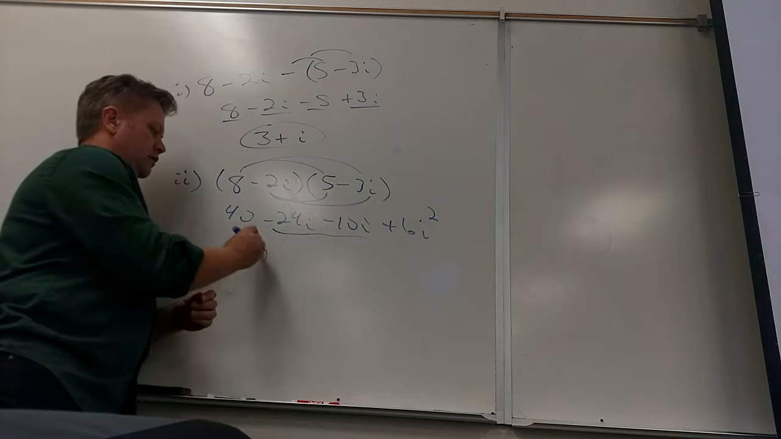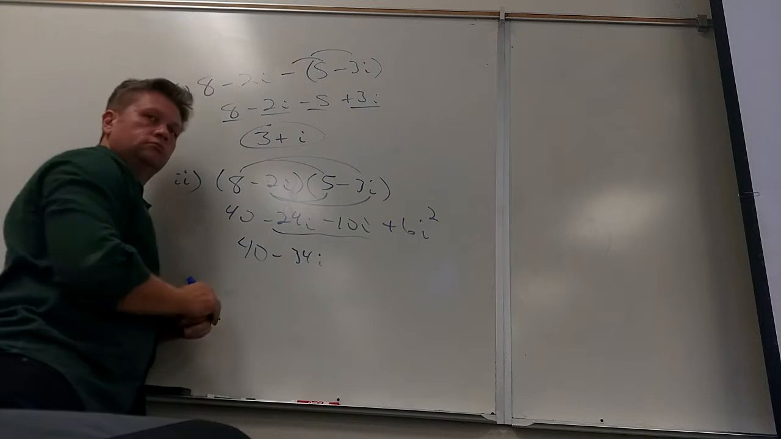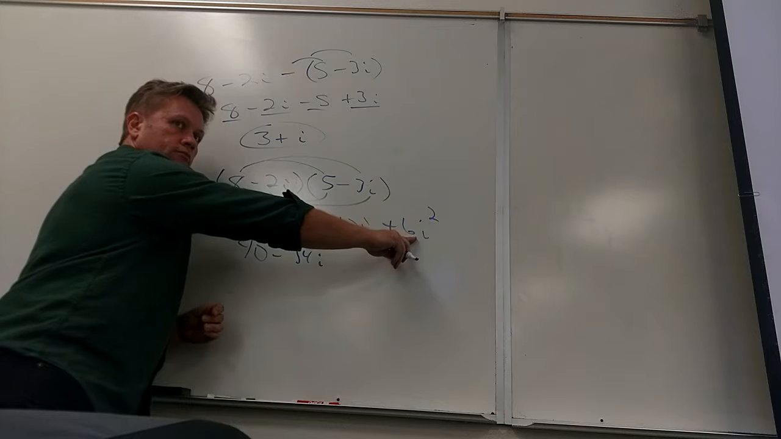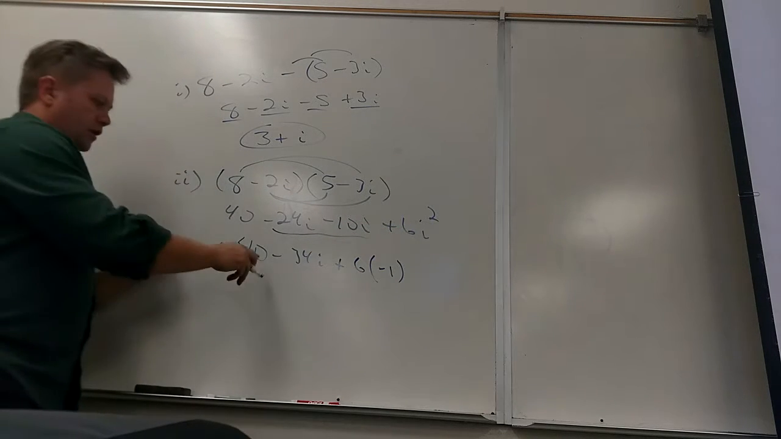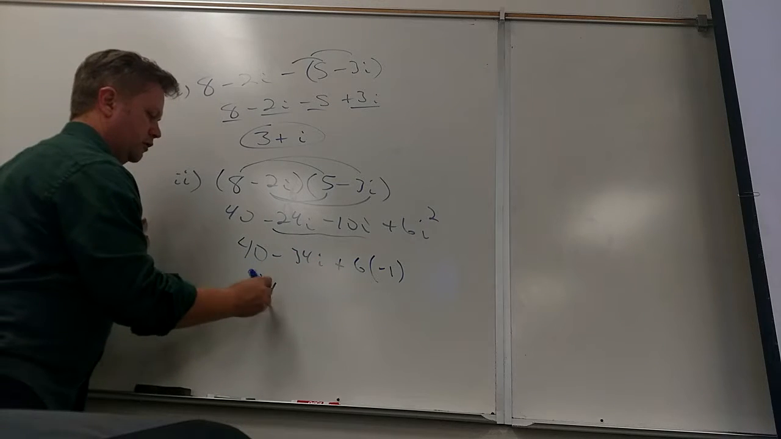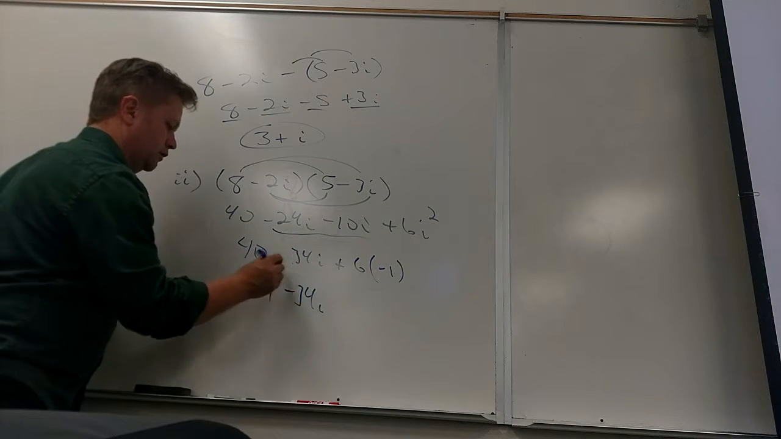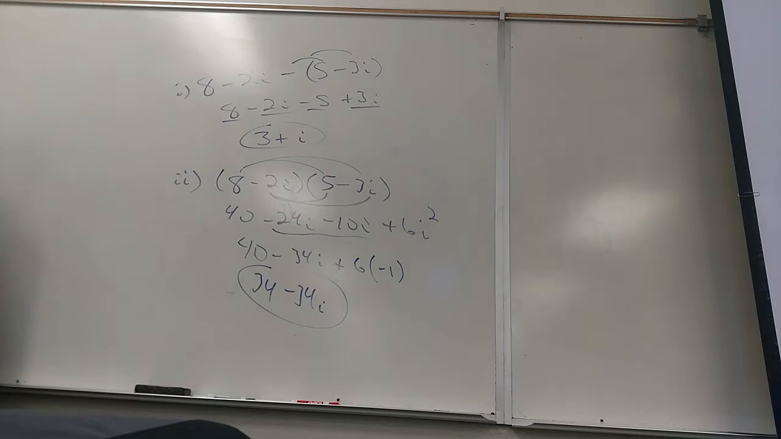Let's see. 40 minus 34i. Is that cool? Yeah. What can I do with this though? Yeah, this is i squared is negative 1. So then I get 40 minus 6 is 34. That's a neat one. I like that one. 34 minus 34i. Yay. It's just whatever you get.